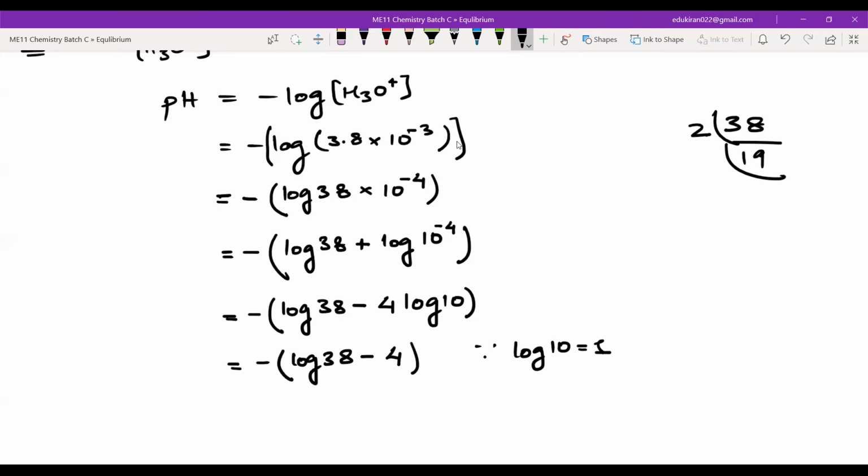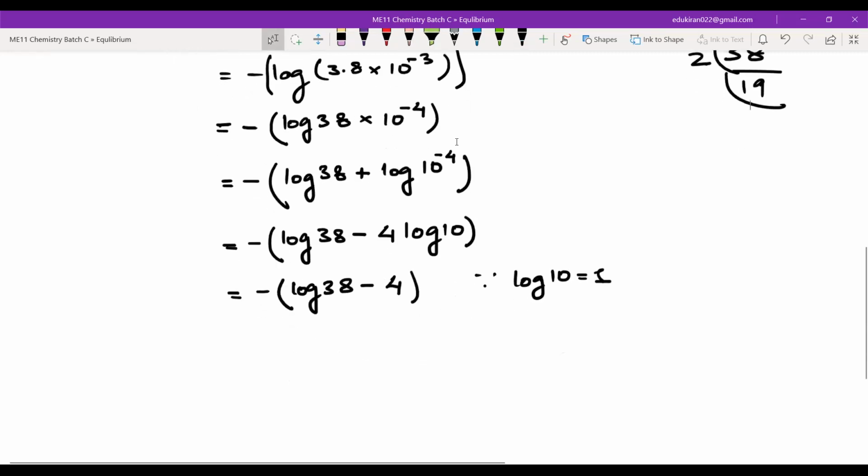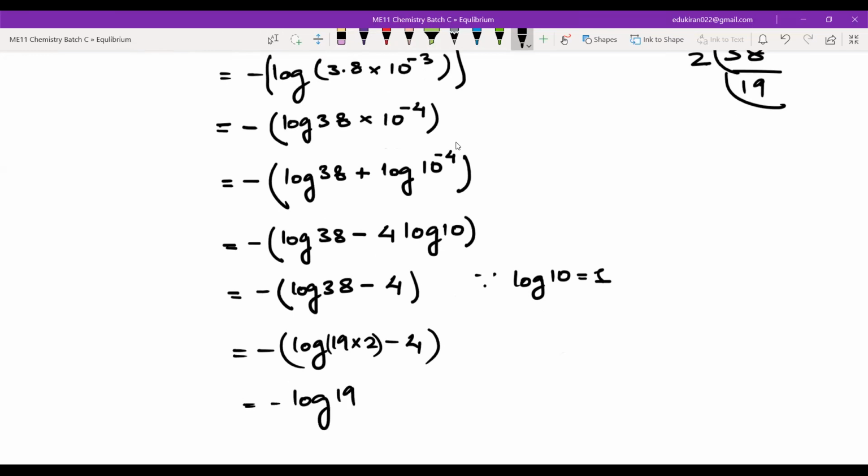Does 19 have any multiple? No. Okay. Now, whenever you are stuck with something like this, what are you going to do? First of all, you will write it like this: minus of log of 19 into 2 minus 4. And then you will write it as minus of log of 19 plus log 2 minus 4.